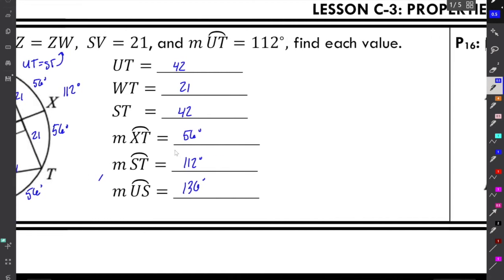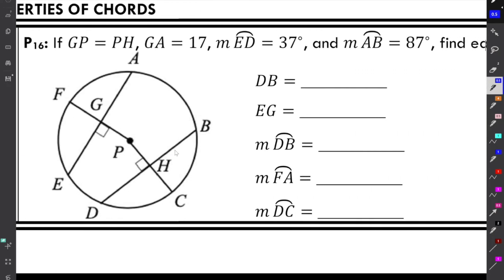And that's number 15. P16. GP and PH are equal. GA is 17. So that's 17, that's 17, that's 17. ED is 37. AB is 87. Find everything else. So I'm going to find EA and DB. They're the same, but we need to find them by using these two arcs right here.